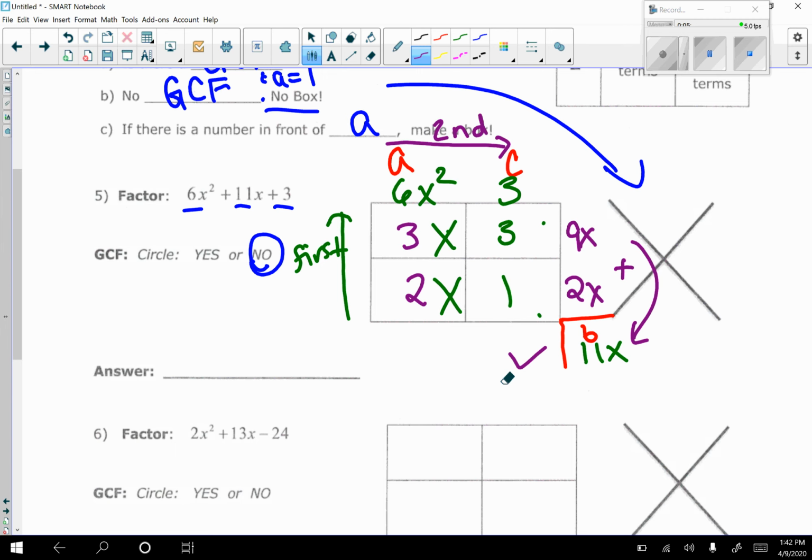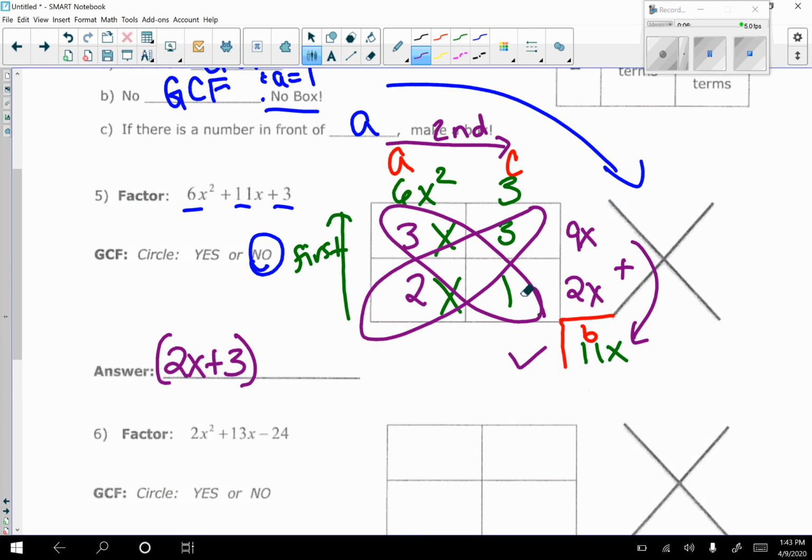Okay. Now, how do we write this out, Miss Cullen? We have these boxes here, but that doesn't really tell me anything, right? Okay, so what you have to do is take the cross values. So 2x plus 3 and 3x plus 1. And that's how you factor.